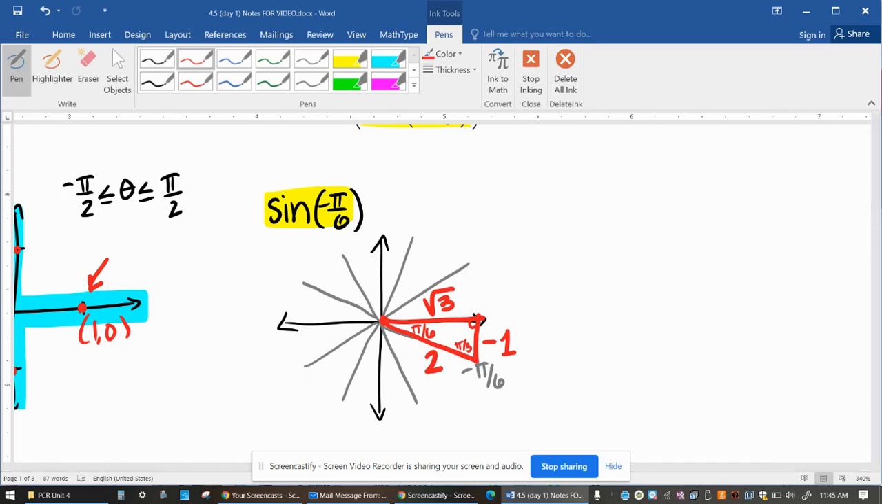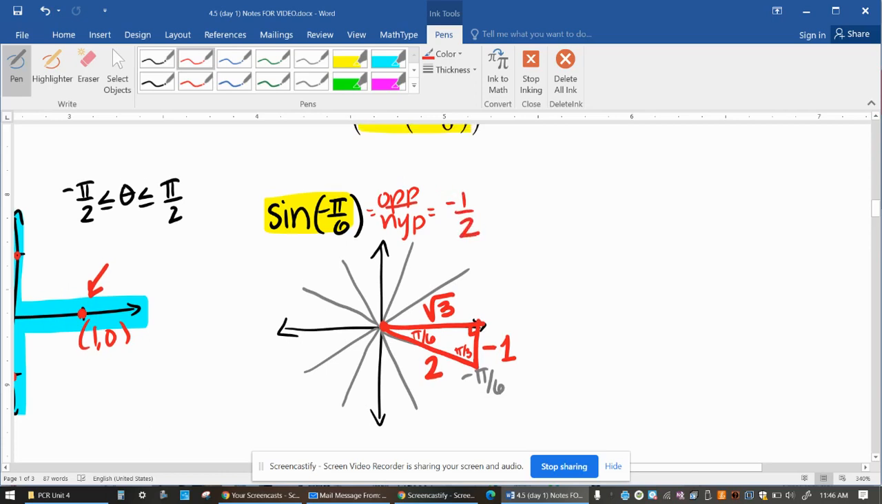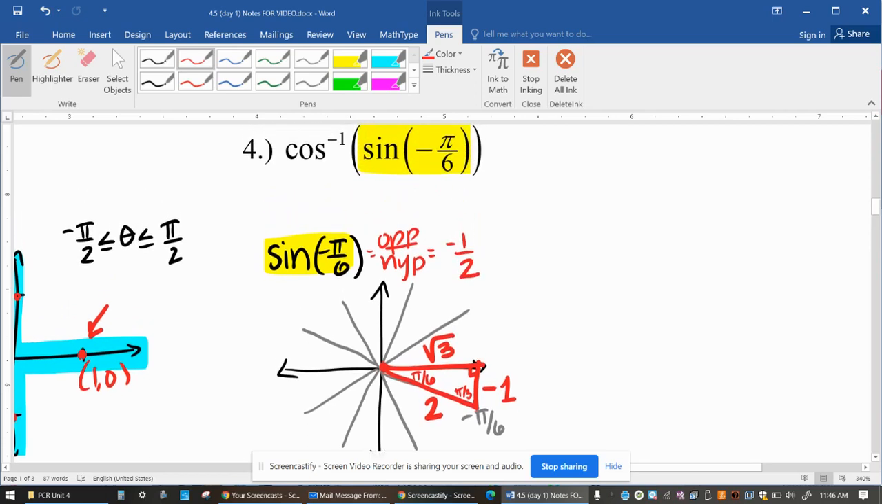And so this is your setup with your 90 degrees to the x-axis, from the terminal side to the x-axis. That should always be your 90 degrees. So I'm going to take the sine now. That's opposite over hypotenuse. So opposite over hypotenuse is going to give me negative a half. So I'm going to go ahead and replace that now.